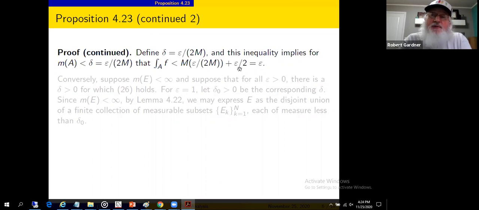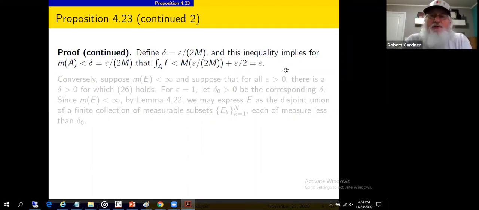There's an epsilon over 2. There's an epsilon over 2. And there's your epsilon. And we were trying to show that the integral over A of f is less than epsilon, provided A has measure less than delta. There's the delta to choose. It was based on f sub epsilon, which in turn was based on the choice of epsilon, as we'd expect.